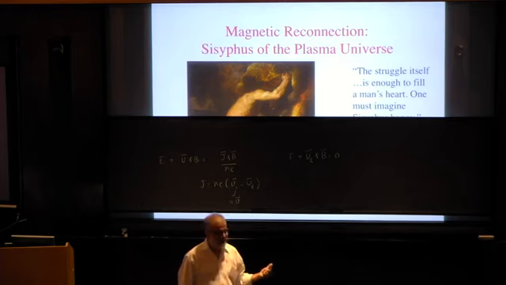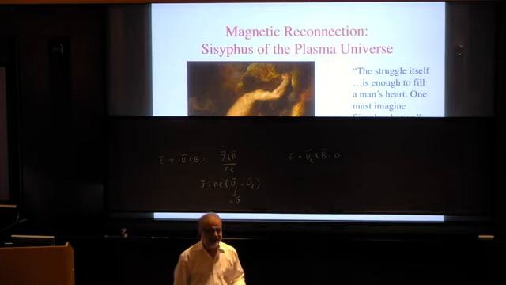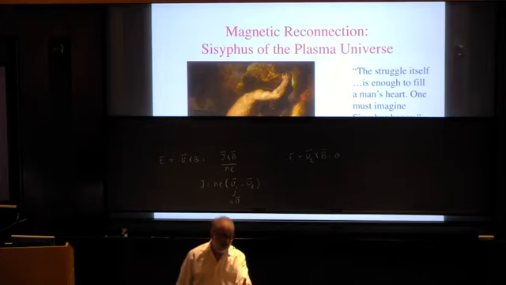Hall is a funny and subtle thing. It enhances the reconnection rate because it enhances the electric field, but it does not change the fact that you need something like resistivity or electron inertia, or some would argue turbulence, to break flux freezing.